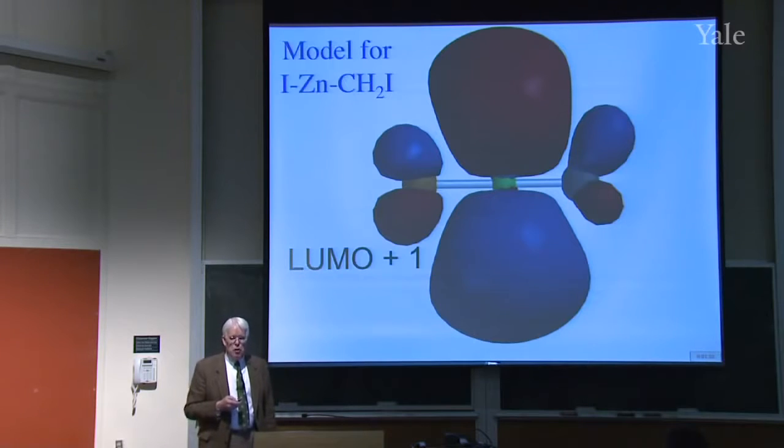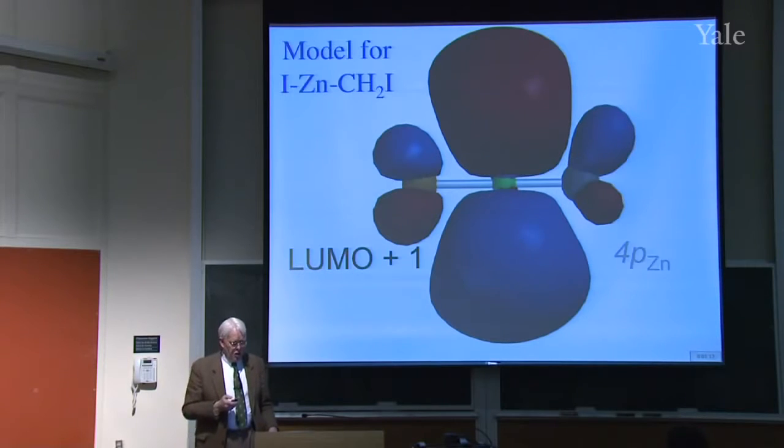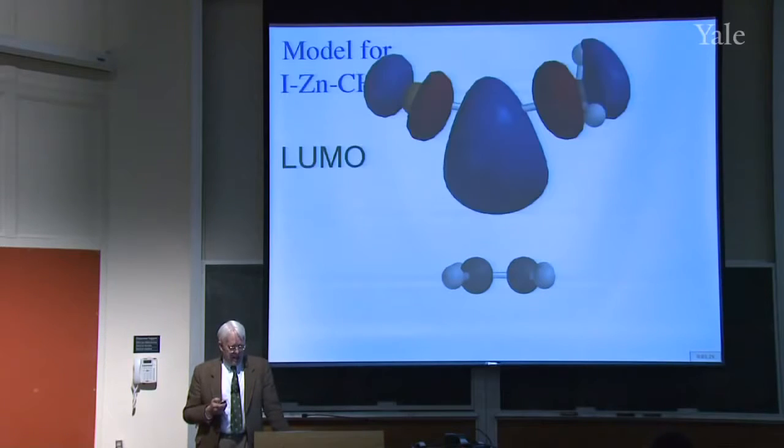Okay? Now, if you bend the zinc, you'll mix those two. They'll hybridize. So if you bend it, that's the 4p on zinc. If you bend it, as it's approaching the transition state, where the zinc is going to be approaching the C=C double bond, then you hybridize that central one and you get an orbital that looks like this.